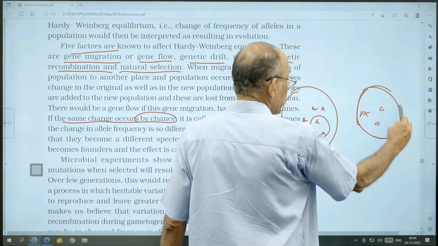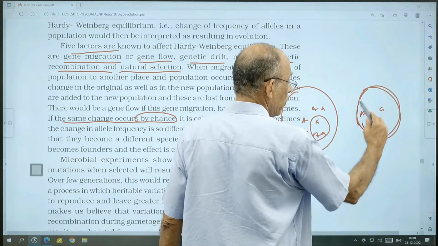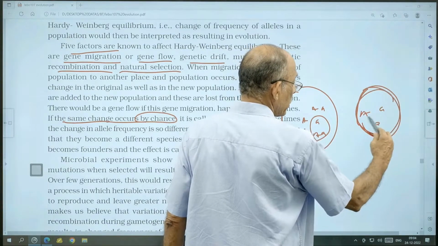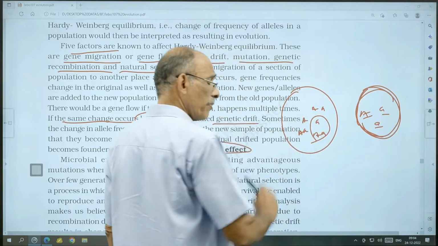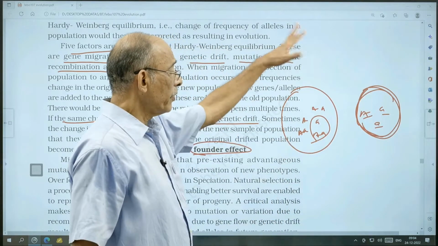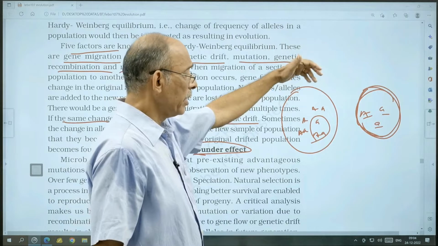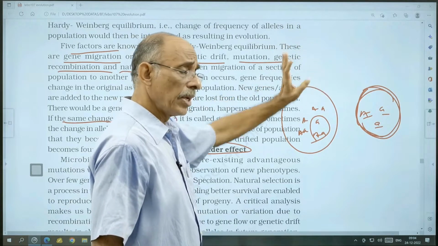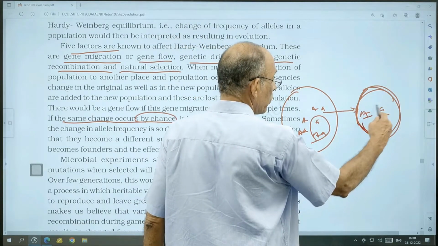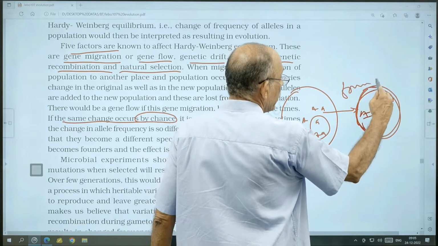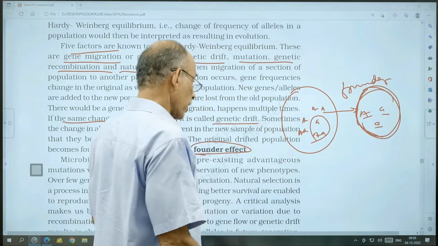After a few years, this will develop a new population with this permutation combination of these alleles only, and that will be totally different from the original population. And after a few years, 100 years or thousands of years, they will develop into a new species. The organisms which migrate to a new place are known as founders, and the effect is known as the founder effect. Okay.